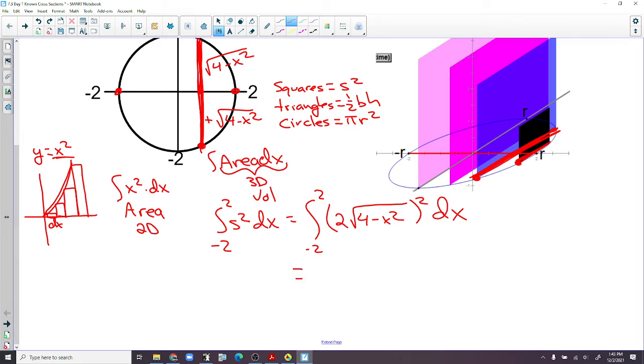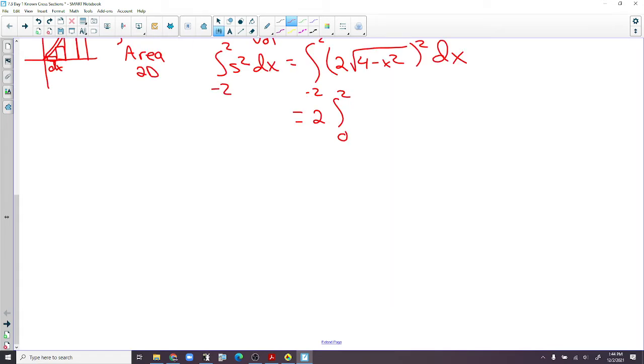Well, this is symmetric over the y-axis. So here's what I'm going to do. I'm going to double this. I'd rather plug in 0 than -2. Wouldn't you rather plug in zeros rather than keeping track of -2? Yeah, so anytime you have symmetry, this is what I recommend you do. Symmetry over the y-axis.